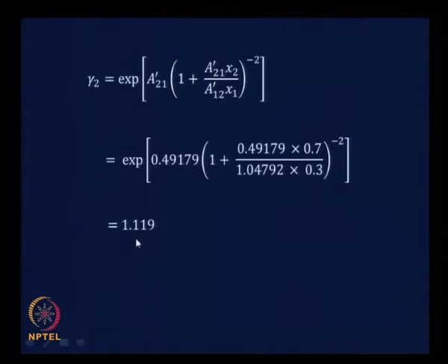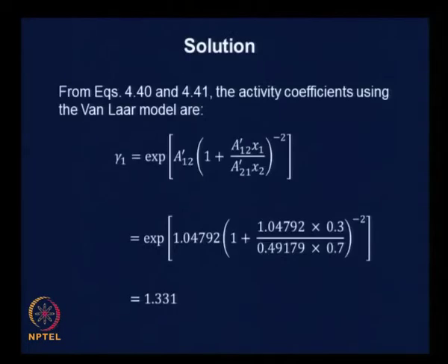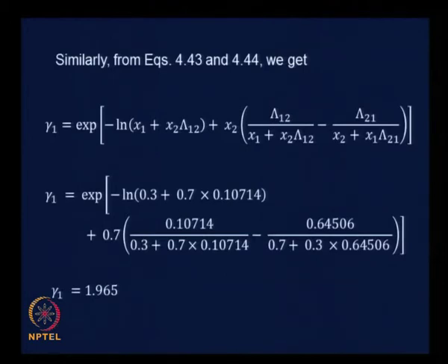There is a variation, and that is the reason for coming up with different models for different systems. This just gives you an idea of the variation that you can expect. The gamma 1 also has a variation. In the case of Van Laar it is 1.331 that we got, and in the case of Wilson it is 1.965. You need to be aware of this. There is nothing wrong with this. The various constants were taken from experimental data. So this is the kind of variation that you would expect, and that was the reason for coming up with better and better models. We already talked about NRTL, UNIQUAC, UNIFAC and so on.